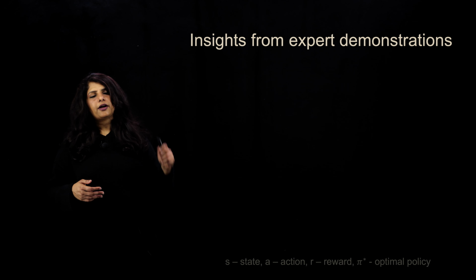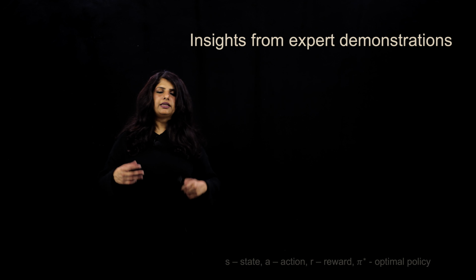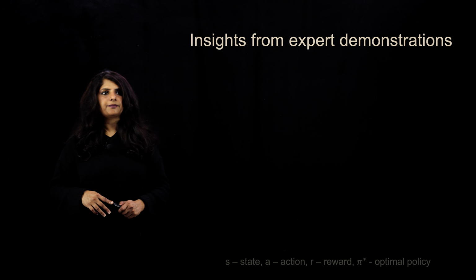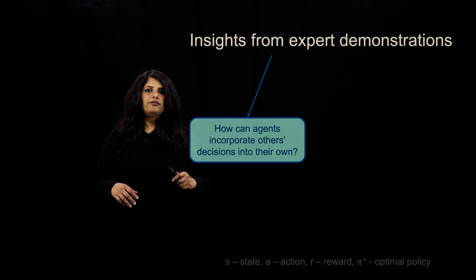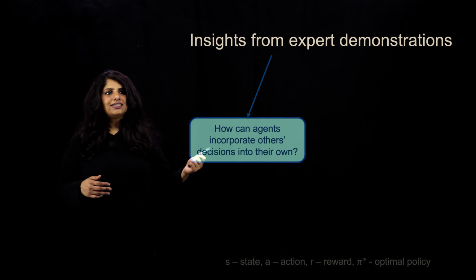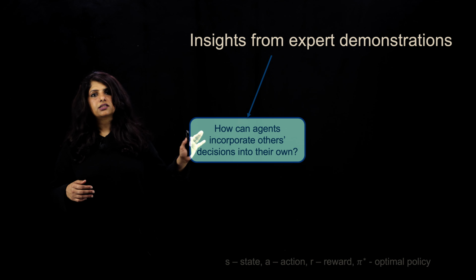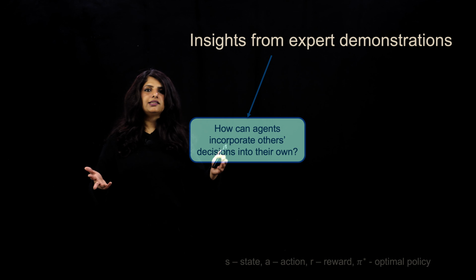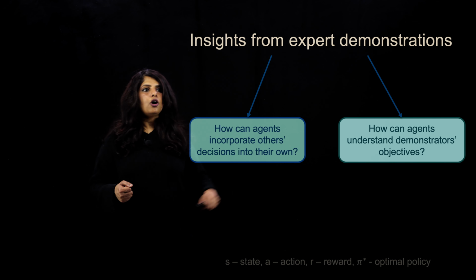Now, finally, I also want to just summarize all the different things that we've seen in this video, in addition to the different types of demonstrations that we looked at. We saw that the insights that we can draw from demonstrations can come in one of two forms. We can either directly mimic the actions of the demonstrator. So we can answer this question of how can my agent incorporate others' decisions into their own by purely mimicking their actions?